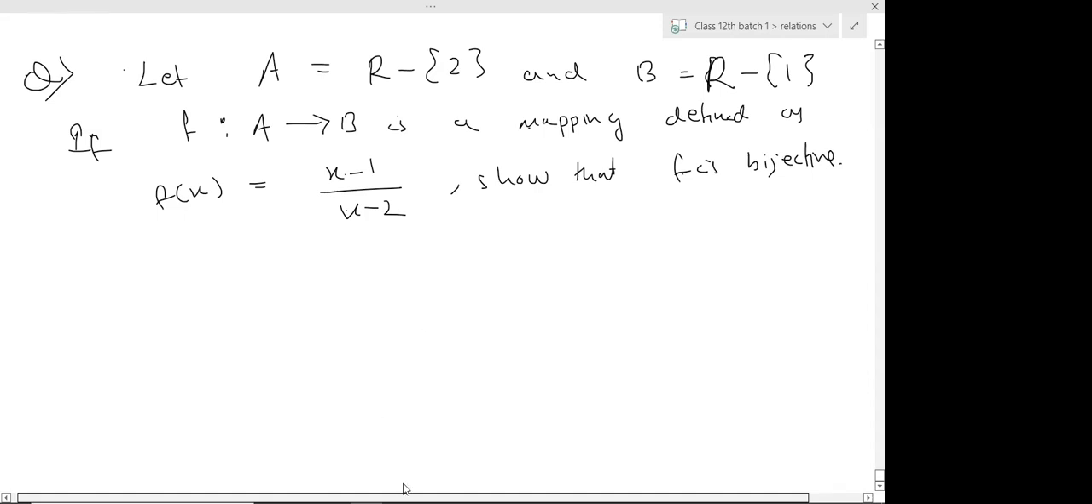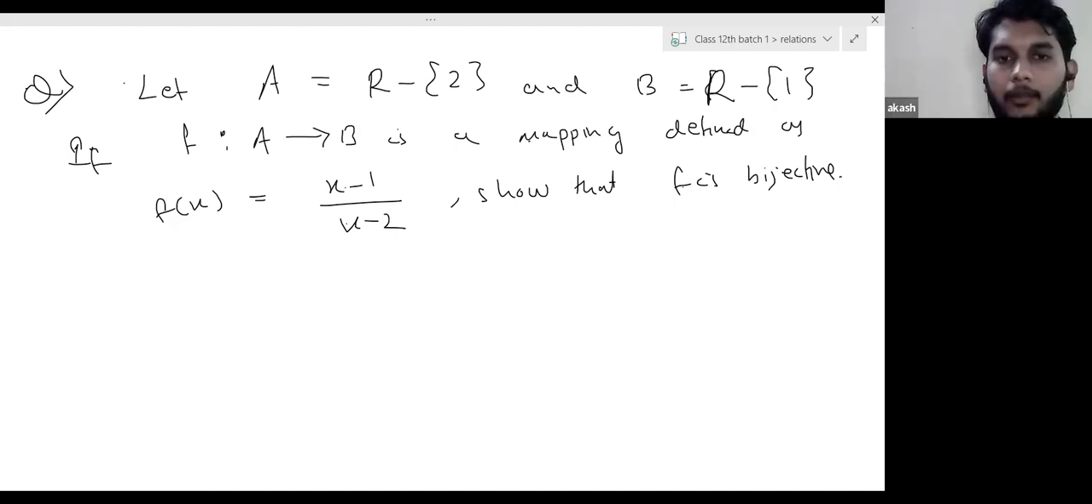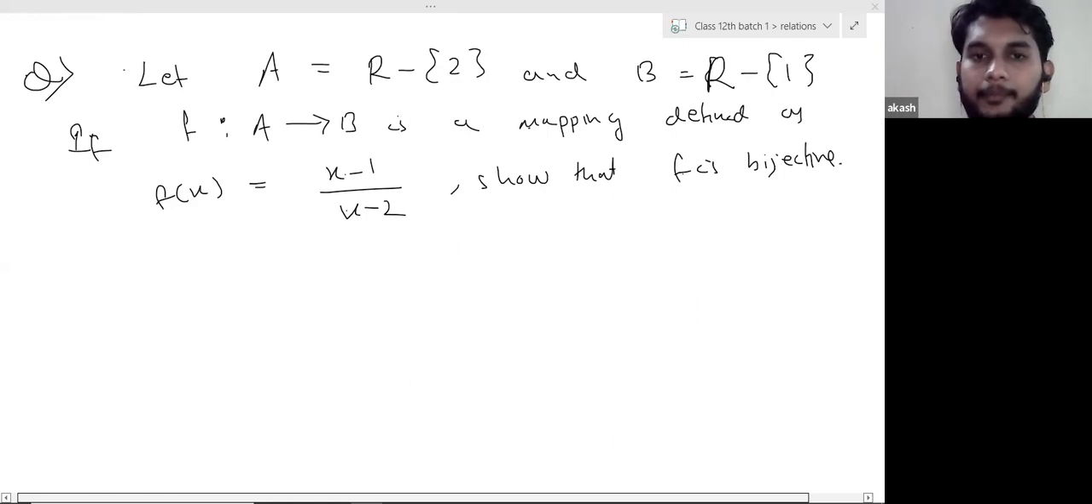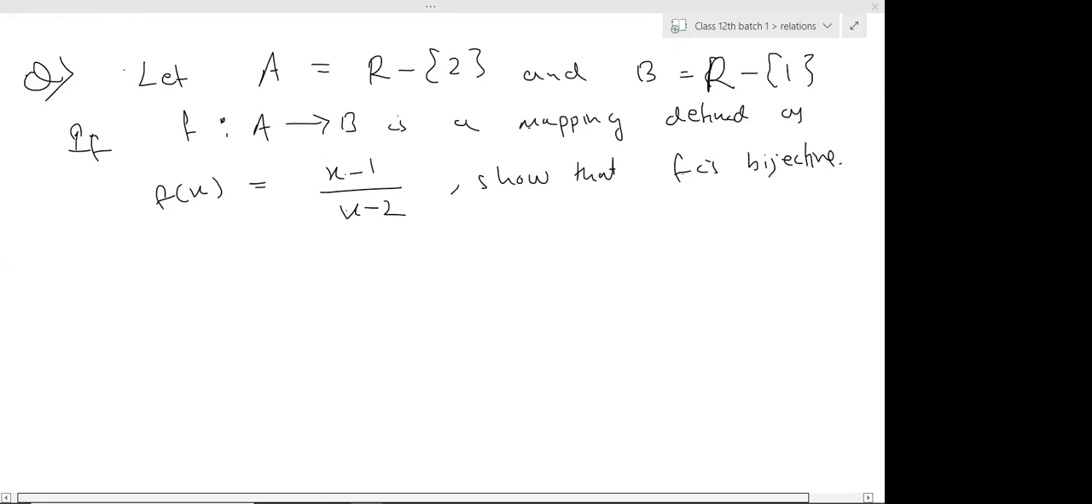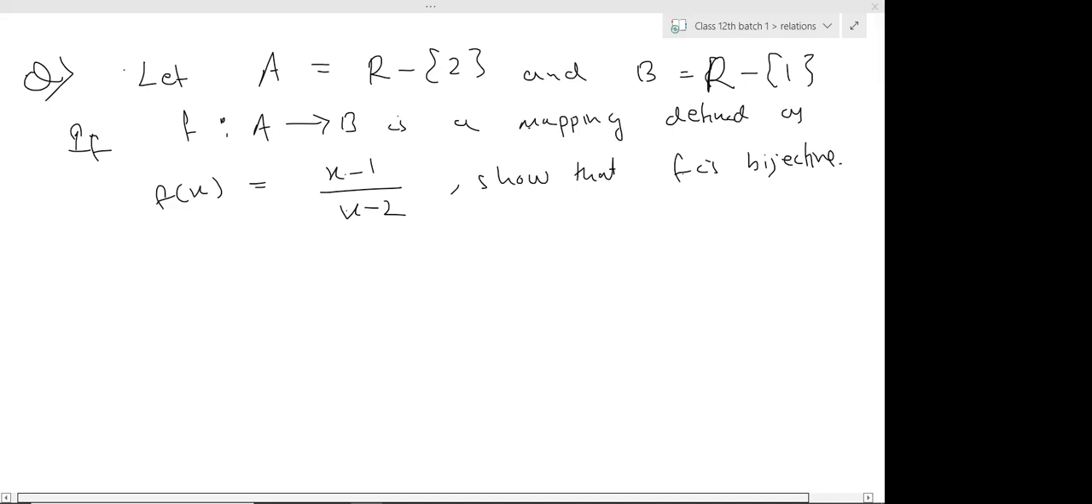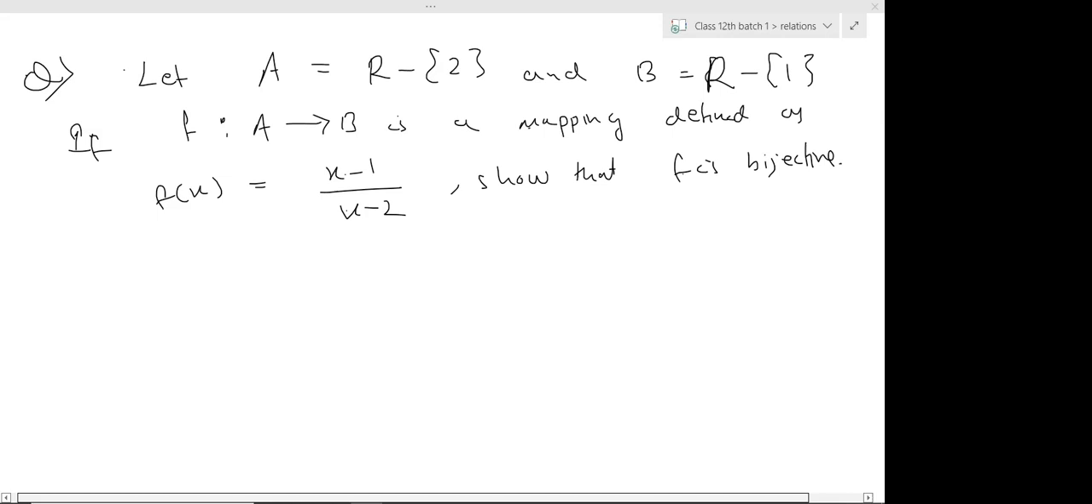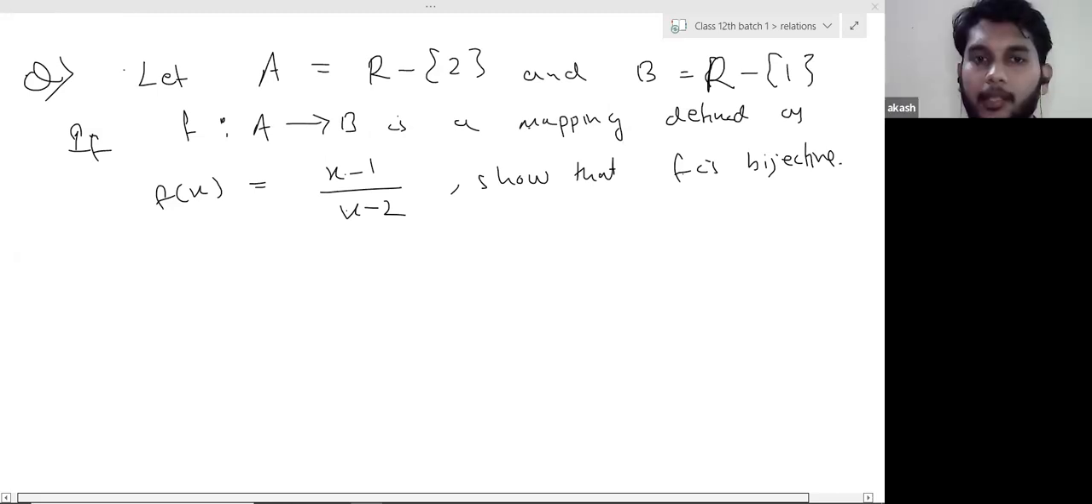Do you all remember what is a bijective function? Ishan, what is a bijective function? Sir, I think it is both one-one and onto. Right, one-one and onto. So you remember how to check a one-one function? Yes, sir. All right, and onto we all know, right? So please solve this. I'll give you a few minutes, and if you cannot, then tell me. I'll solve after a few minutes, but please try.